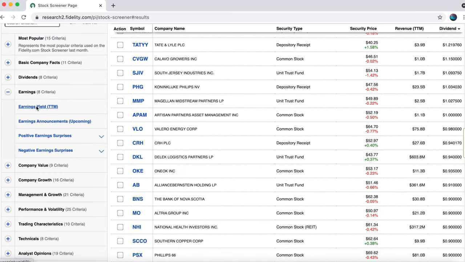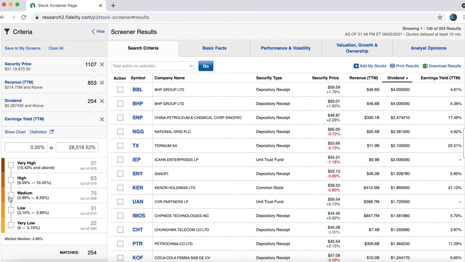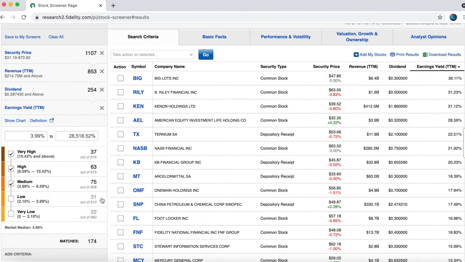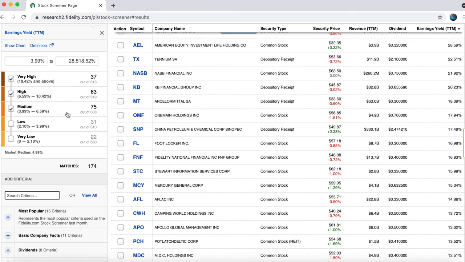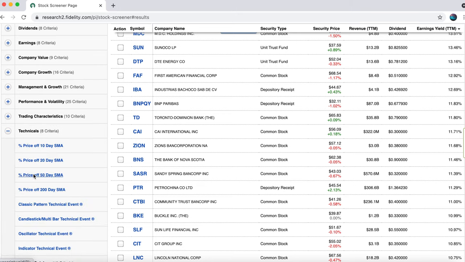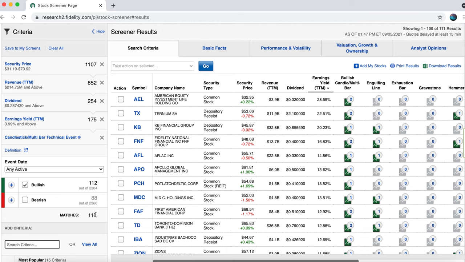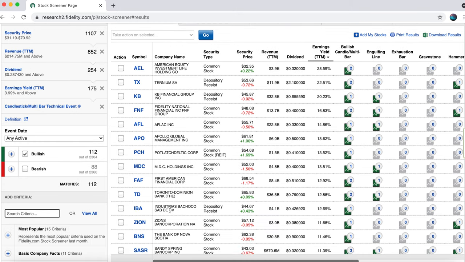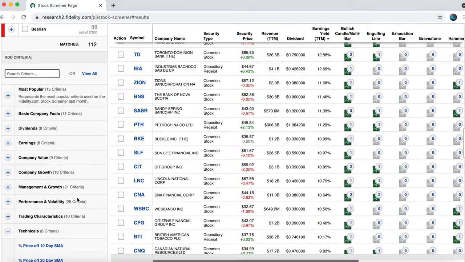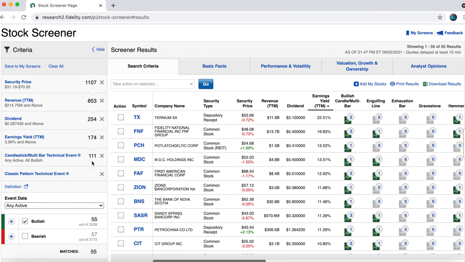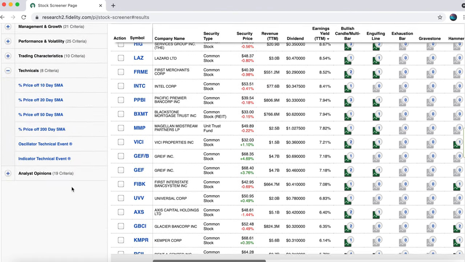Let's say that the earnings is medium to very high as well. So we have a stock that is doing very well with revenue, has a dividend, has a nice earnings per share amount. So we have 174 potential options so far. Let's see if any of these have a bullish candlestick pattern. So of all those stocks, there's 112 that are currently having a good bullish technical. So now it's down to 55 potential stocks that are meeting all of these criterias. And let's keep going to narrow it down.